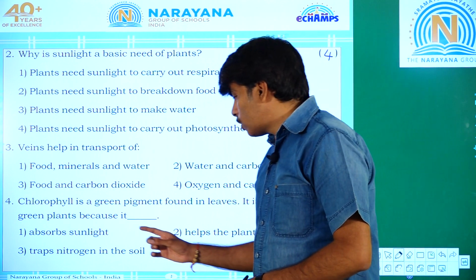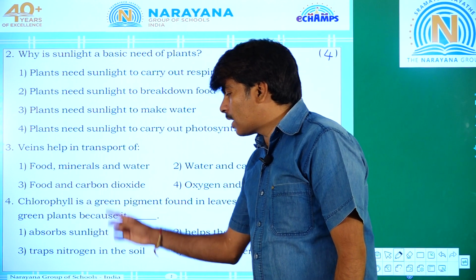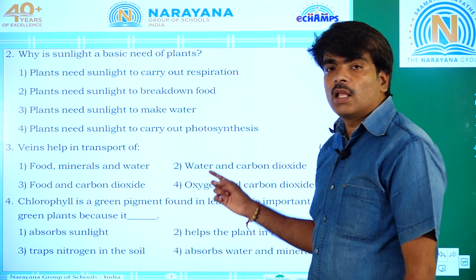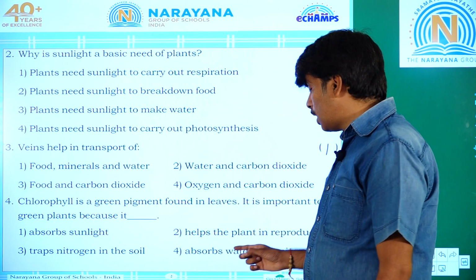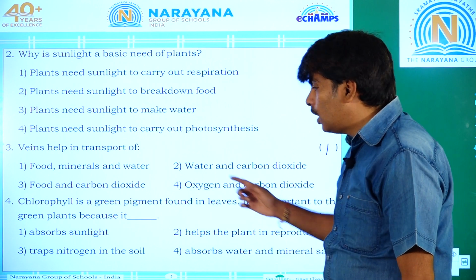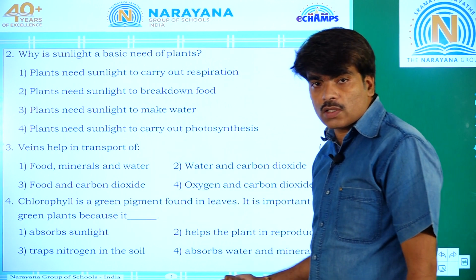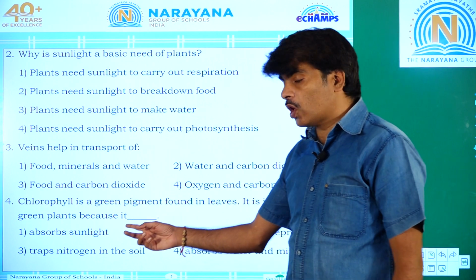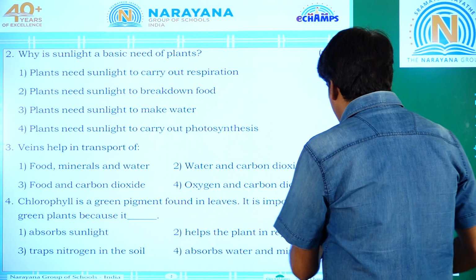Now, going to the fourth question. Chlorophyll is a green pigment found in leaves. It is the one which makes the leaf green in color. It is important to green plants because what will it do? It not only imparts green color to the leaf, it also absorbs sunlight. So our option is 1.